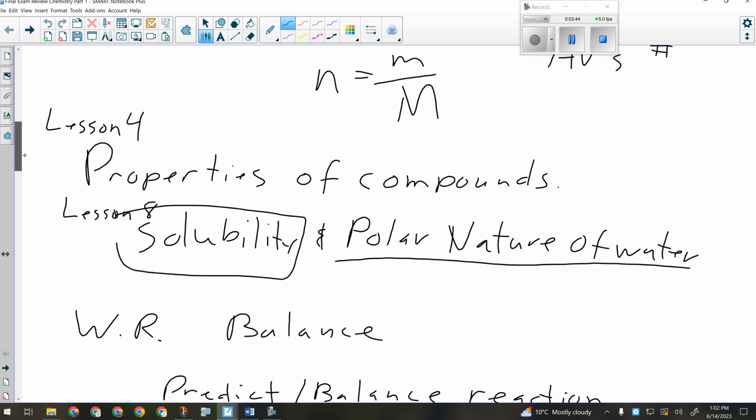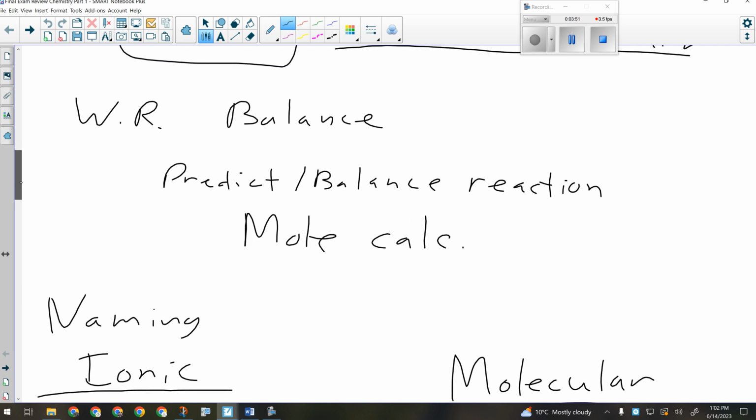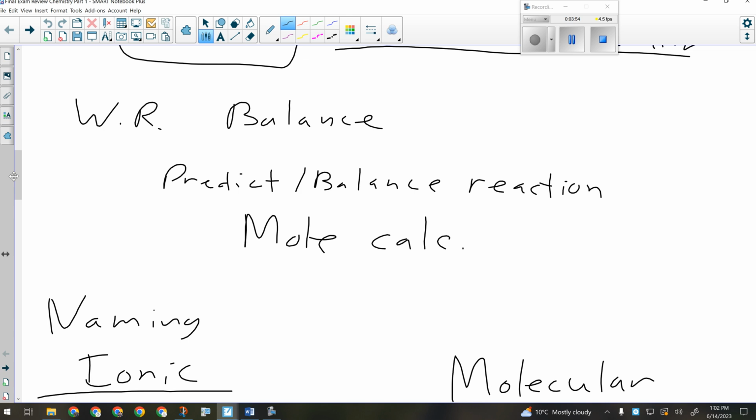And as I said, in the written response: balance, predict, balance, mole calculations, naming. If you're going to do naming, how do you tell the difference between an ionic compound and a molecular compound? Well, they should all end in "ide" unless they have a polyatomic ion. But an ionic compound is going to have something in it that a molecular doesn't. There'll be prefixes in the names for a molecular compound. Yes, that's right. Ionic compounds are a metal and a non-metal, and molecular compounds are 2 non-metals.